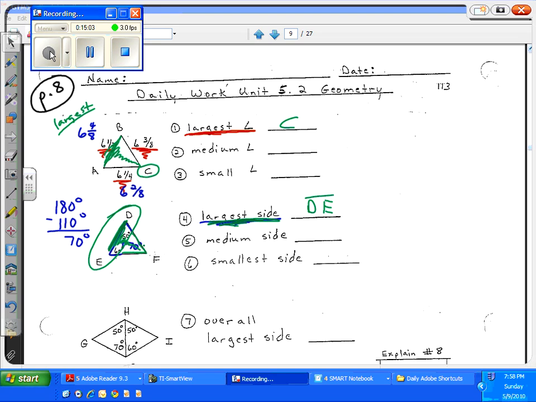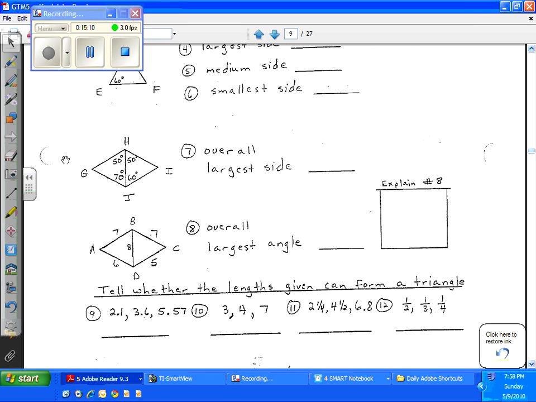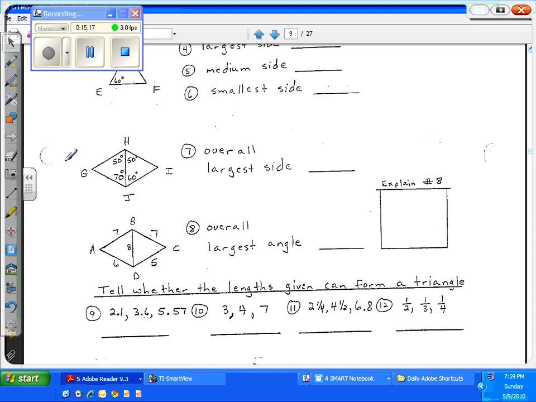And there you could, on your own, identify the medium and the small. Now, this is a little bit complicated. The overall largest side. Number 7, the overall largest side. Well, we know that the sum of the angles of a triangle is 180, so this is going to be 60 degrees over here on the right. And the sum of the angles of a triangle is 180, so this is the 70 degrees on the left.